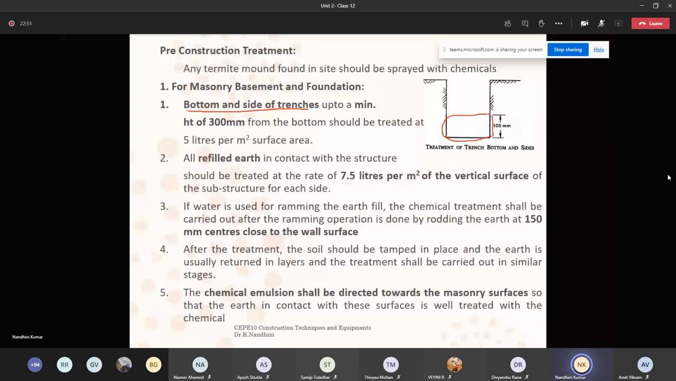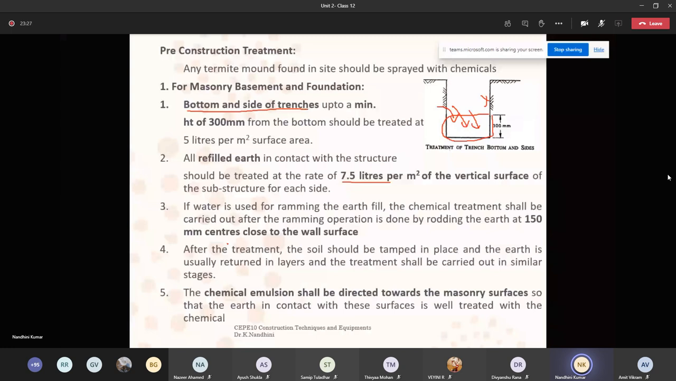All refilled earth in contact with the structure should be treated at a rate of 7.5 liters per square meter. Once it is sprayed, you are again going to refill it. As I told you, once you are refilling one layer, you will take about 7.5 liters and spray it, both on the sides as well as at the bottom. If water is used for ramming the earth fill, then the chemical treatment shall be carried out after the ramming operation. I will tell you this in detail.